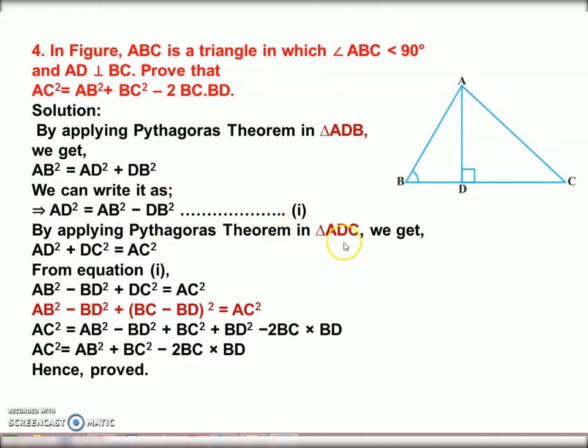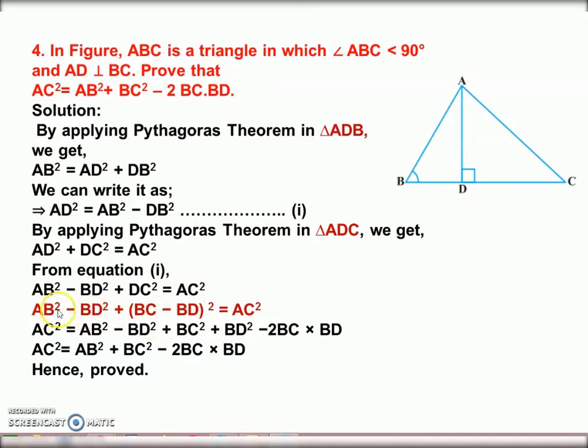Then apply Pythagoras theorem in triangle ADC, this triangle. So you will get AC square is equal to AD square plus DC square. Now from equation 1, we know that AD square is AB square minus DB square. So that you will replace in this equation. AD square will be written as AB square minus DB square here, plus DC square is equal to AC square.